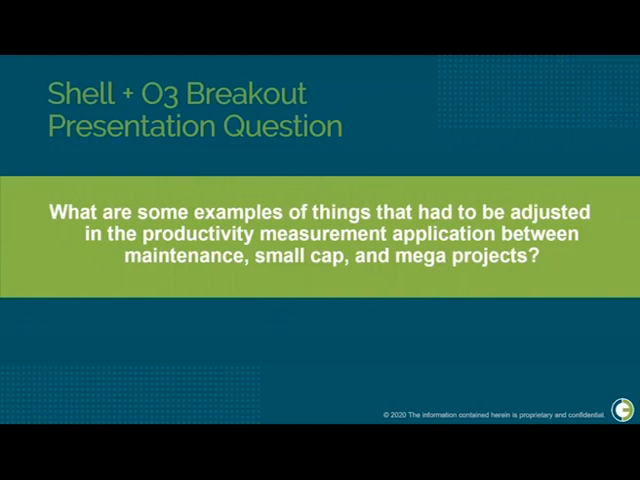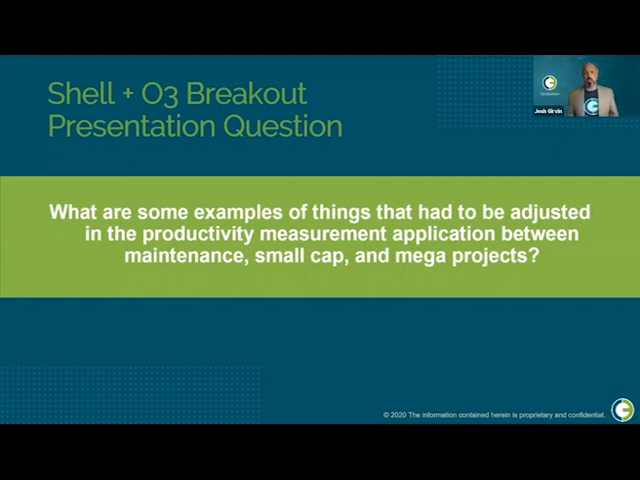All right, so you mentioned during the Shell presentation a productivity measurement tool, and you mentioned that some things had to be adjusted between different types of projects. So this question came in: what are some examples of things that had to be adjusted in the productivity measurement application between maintenance, small cap, and mega projects?